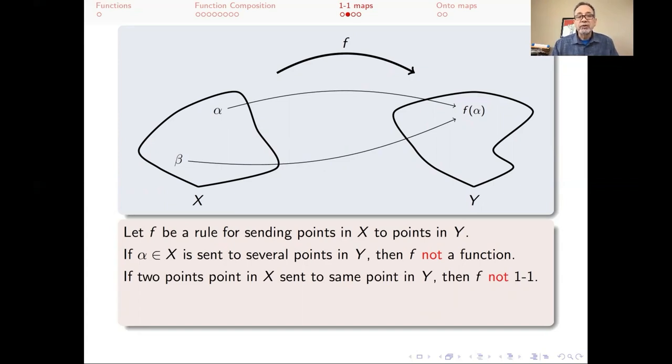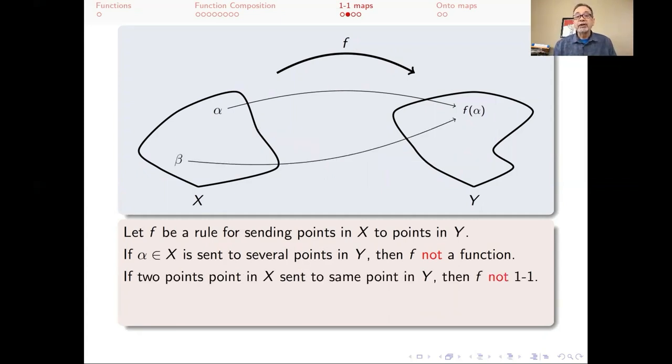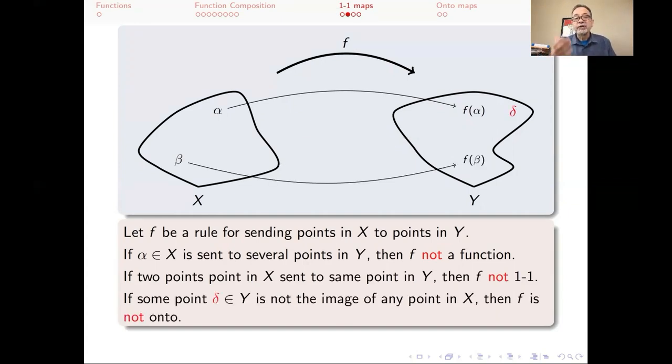Sometimes these two things are confused. A function is something that does not send one point to several points. A one-to-one function is a function that does not send two different points to the same point. And a function is not onto if there's something in the codomain in y, something like delta, that's not hit by anything. That's not the image of any point in x. So to be onto means that everything in y is the image of something in x.